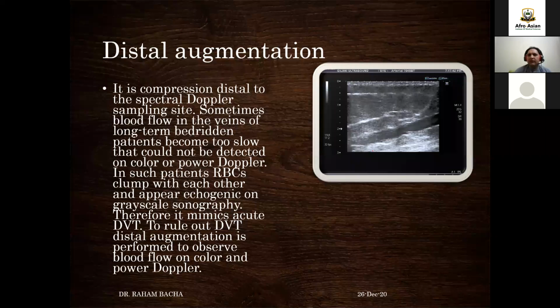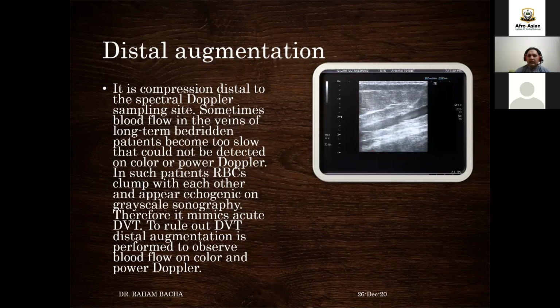But such an appearance could also be seen on grayscale ultrasound in DVTs. Then we are going to apply compression, but in acute DVT the clot will be compressible, and that will be difficult for us to differentiate. That's why we will apply distal augmentation.